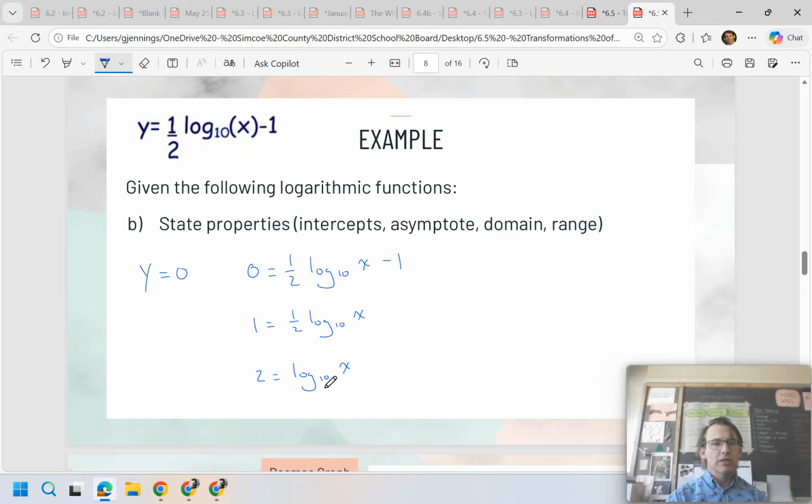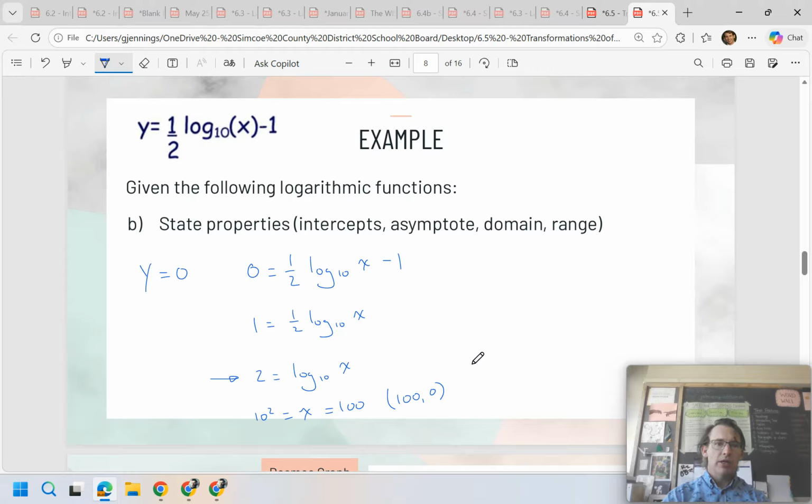base 10 of x. So this is saying if we rearrange this into exponent form, what will we have? Yeah, we have 10 raised to the power 2 equals x, which equals 100. So now that gives us the point (100, 0). I mentioned these things are really flat horizontally, right, at a certain point. Wow, that one went all the way to 100.